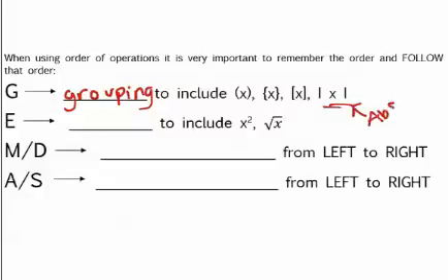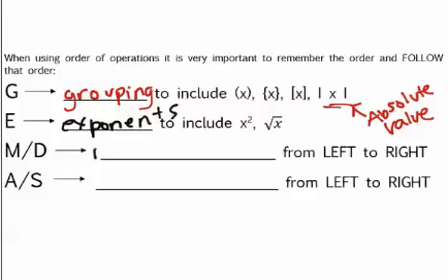If you forgot what that was, absolute value is the distance from 0. So remember, it's going to always be positive once we take it. Okay, E stands for exponents, and that is to include both squares and radicals, or square roots. Okay.